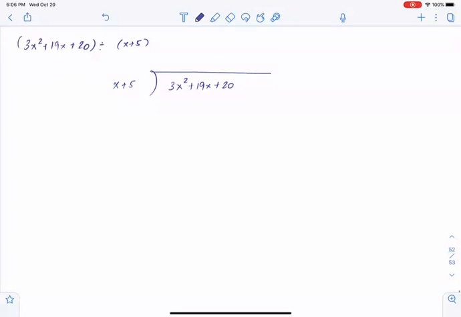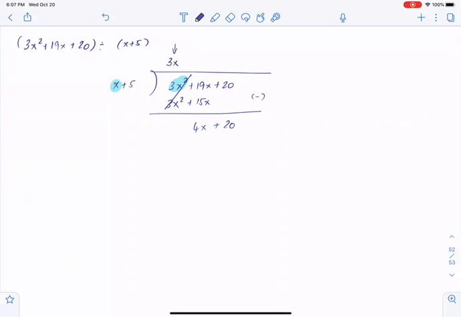So the first step is to come up with some number or expression here, so that when you multiply with the first term here, I get 3x squared. So if I plug in 3x, 3x times x is 3x squared. 3x times the next term, which is 5, will give me 15x. And I'm going to subtract. 3x squared will go away. 19x minus 15x is 4x. 20 minus nothing here, so we just get the 20.